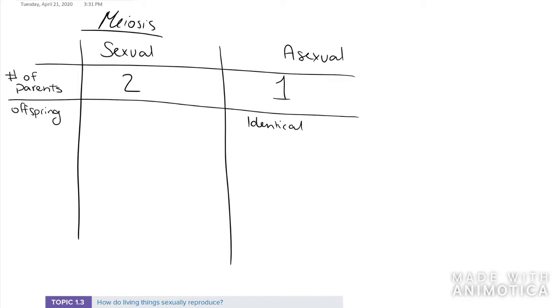Whereas for sexual reproduction, think of yourself, think of your siblings if you have them. You are not clones of your parents. You might be very similar to one of your parents or the other, or both, but you're not identical to them. So these give you what we call genetically different offspring.